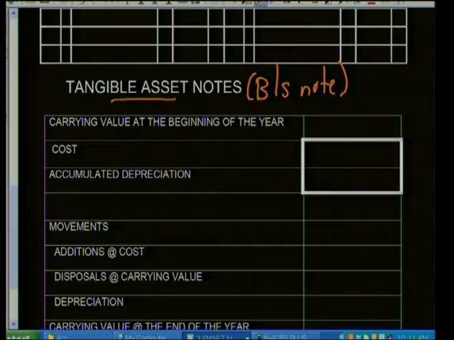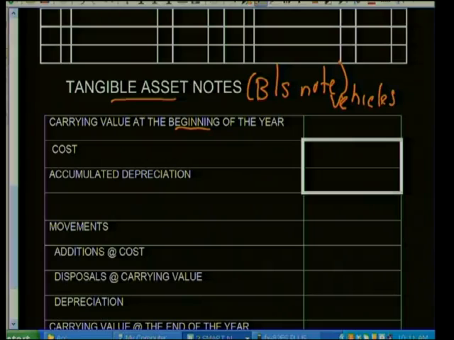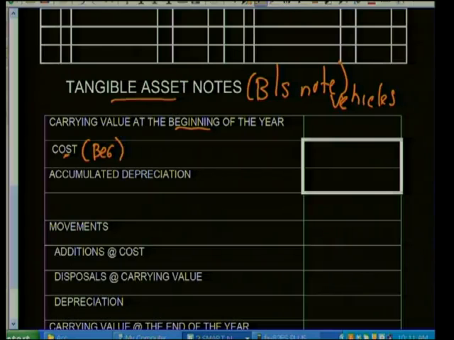Right, the format of this note starts off with carrying value at the beginning of the year. In other words, what are your assets worth at the beginning of the financial year? Now remember, we're dealing with vehicles. That's the only fixed asset that we're dealing with in this particular question. So we're going to start off with the cost price at the beginning of the year, and also what is the accumulated depreciation at the beginning of the year. So the first part of your note deals with the beginning of the financial year.